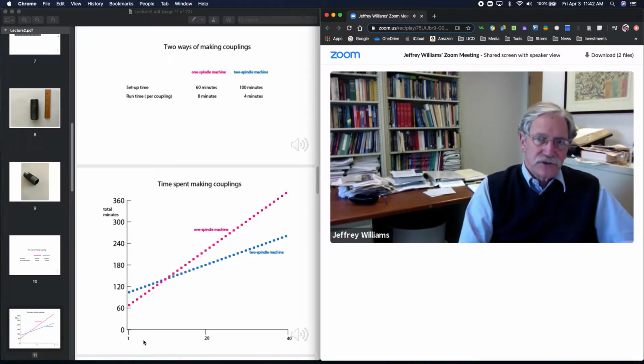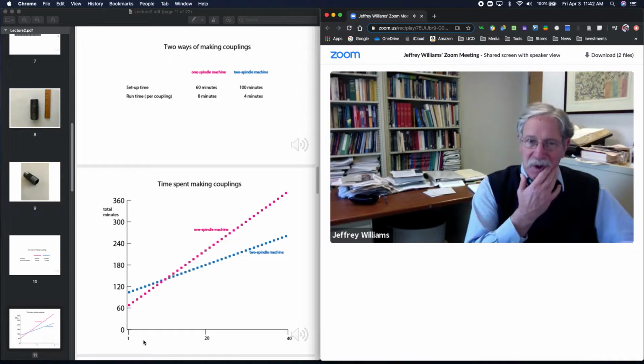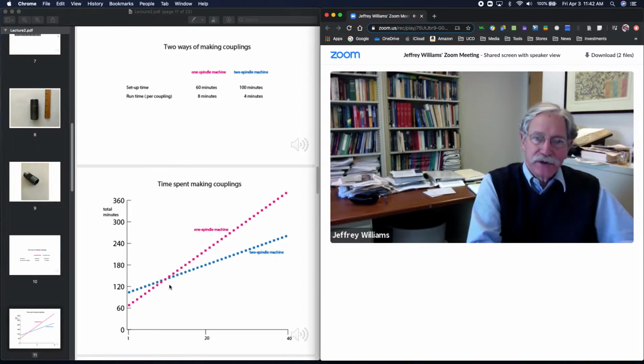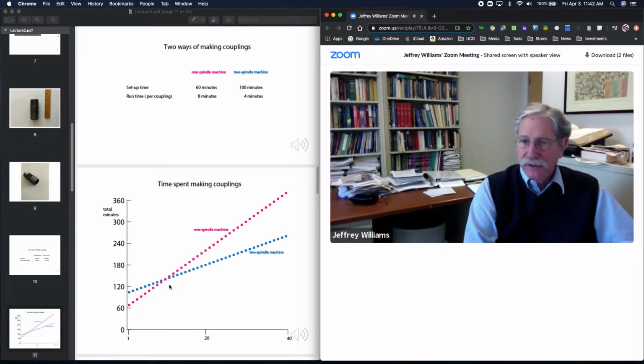If you just measure in terms of time, you can see where these lines cross, someplace around 15, that if it's more than an order of 15 or a production run of 15, it would make sense to be using the two spindle machine. It uses less time than the one spindle machine. Whereas if you're making a relatively few number, 15 or less, you would make the one spindle machine. That's measured in terms of time.